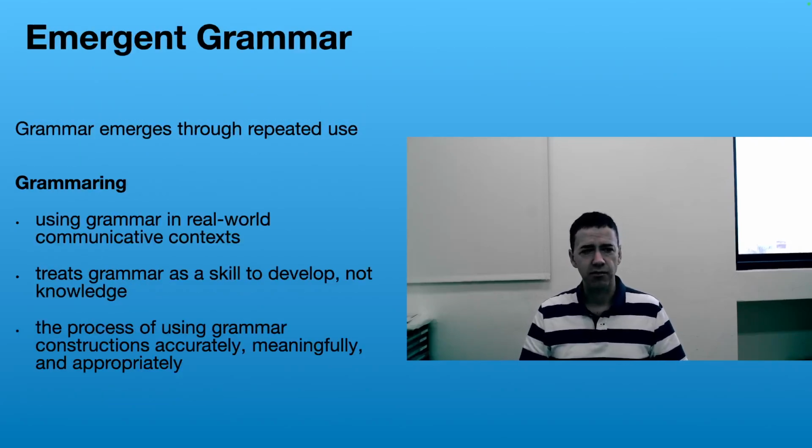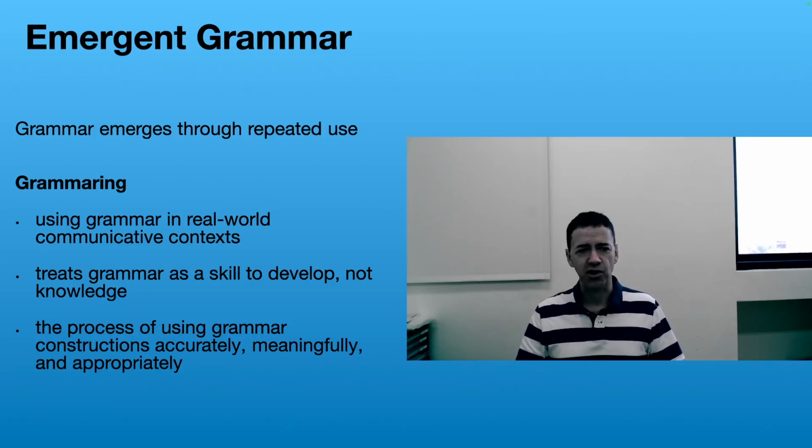Okay, so I want to start at the very beginning now. We're talking about emergent grammar. So this is at the very, very, very beginning level. And what we know is that grammar emerges through repeated use. And that's why when you teach young children or new beginners, you need to get them to use the language as much as possible, because the more they use it, the more the grammar is going to emerge.